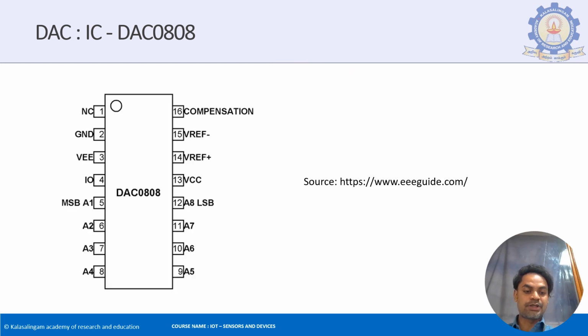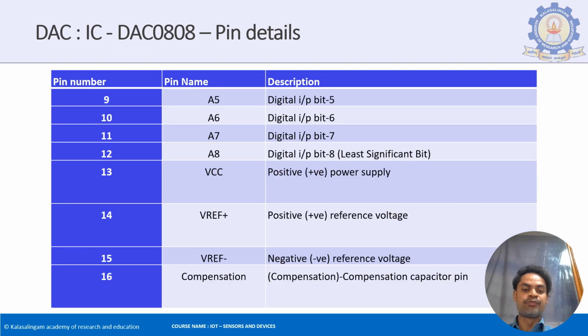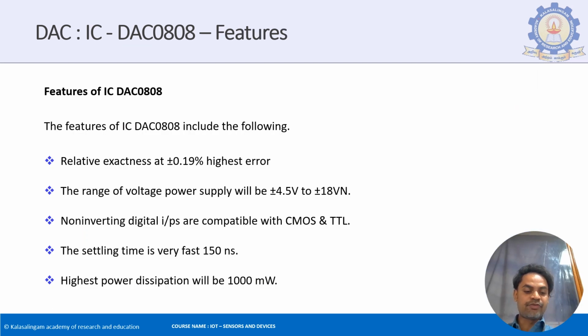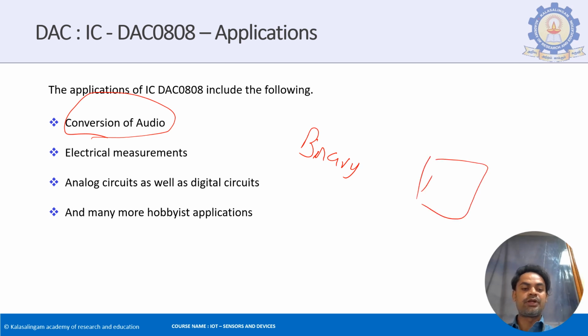And next one, this is the IC DAC 0808. It was ADC 0808 for analog to digital. Here it is DAC 0808, which is a digital to analog converter. There are some special features of them, and you can go through them. Next, mainly conversion of audio. If you have the binary data of an audio file and you want to make it audible to others, you need to convert it to an analog value. That is where the DAC comes into the picture, and it is used for other electrical measurements and so on.